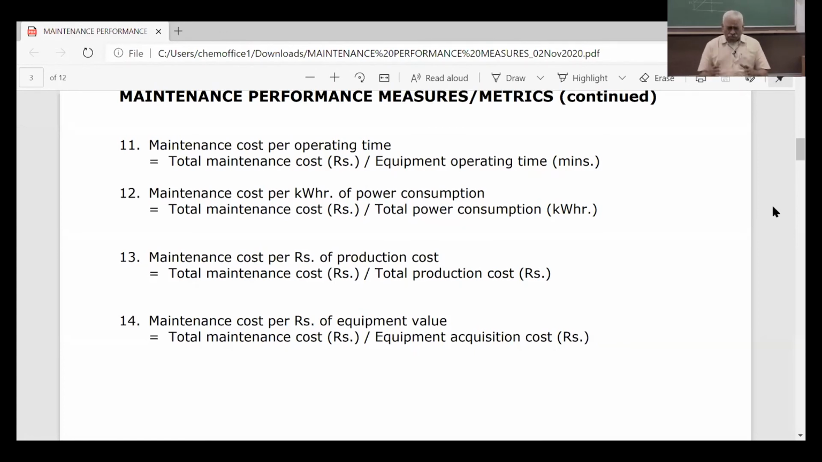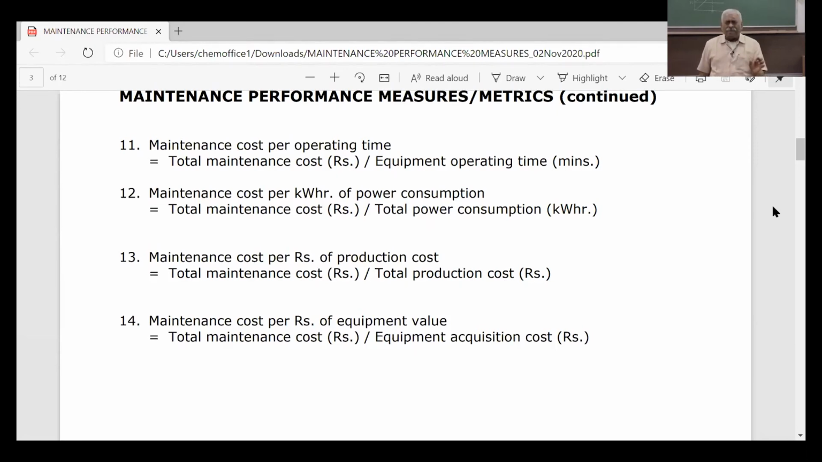So for a given equipment over a given period, you can calculate the total maintenance cost. Please note, for a given period and a given equipment for which the operating time is known, you would have documented the maintenance cost for that equipment also. So please understand, the total maintenance cost for the entire plant is a sum of all the maintenance costs across the equipment and the facilities, utilities, etc.